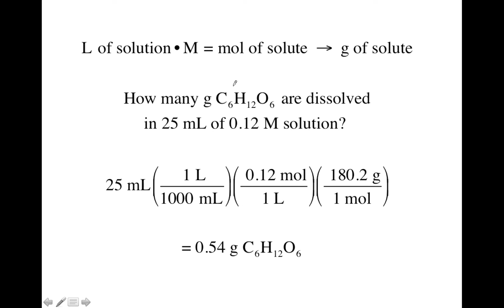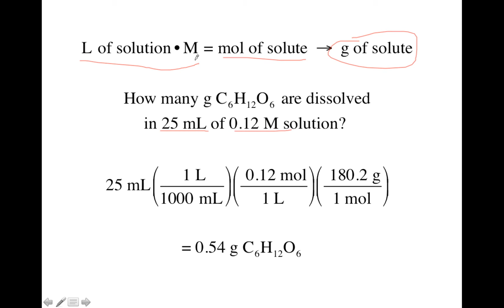All right, now let's change around our equation. If molarity is moles over liters, then liters of solution times molarity will give you moles of solute. And then you might be asked to change it to grams or some other unit, but most commonly grams. So in this example, how many grams C6H12O6 are dissolved in 25 milliliters of 0.12 molar solution? So they give us the volume of solution and they give us the molarity of the solution.